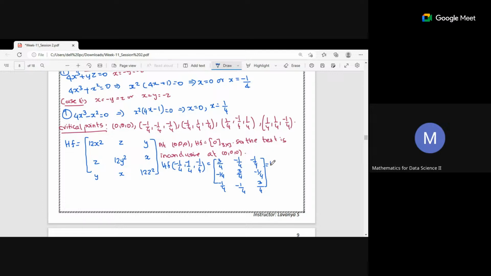So let us take 1 by 4 outside, and what is remaining inside? 3, minus 1, minus 1, minus 1, 3, minus 1, minus 1, minus 1, 3. What is the determinant of this matrix? Can you calculate quickly and tell me?